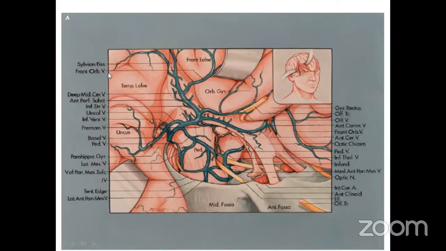Another important vein that drains in the basal vein is the fronto-orbital vein. This is the fronto-orbital vein that drains the orbital gyri, and it then further courses in the basal vein. Another important branch is the olfactory vein that drains the gyrus rectus, and it then further courses and drains in the basal vein. This is the anterior perforated substance, and the inferior striate vein is another important vein that exits the anterior perforated substance, and it drains in the basal vein.